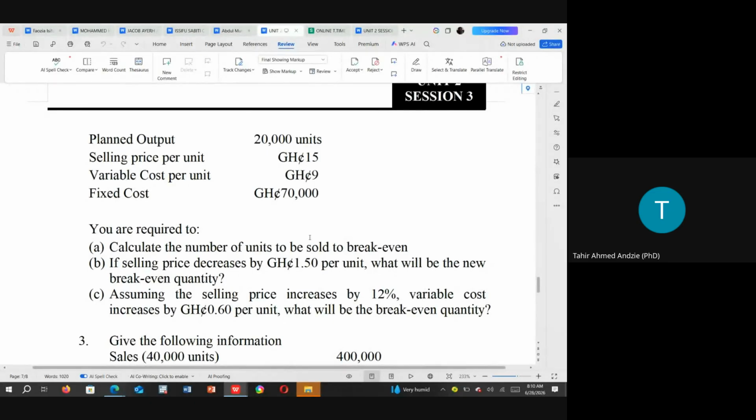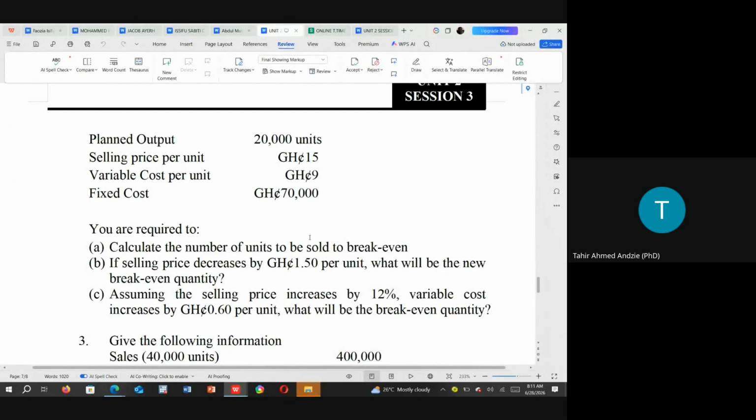Now you fill in the formula. Fixed cost is 70,000, all divided by 6 cedis, giving us 11,666 units. You round it off: 11,666.666, we can make it 11,667. All right. Then you come to B.